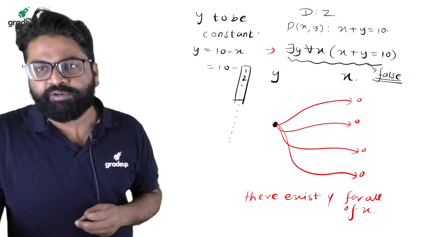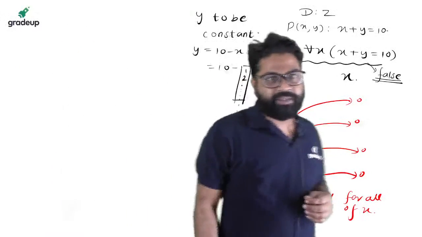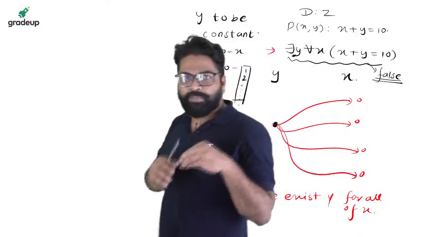Actually, what it is trying to say is that there exists a person for all of x. Okay, there exists a person for all of x.